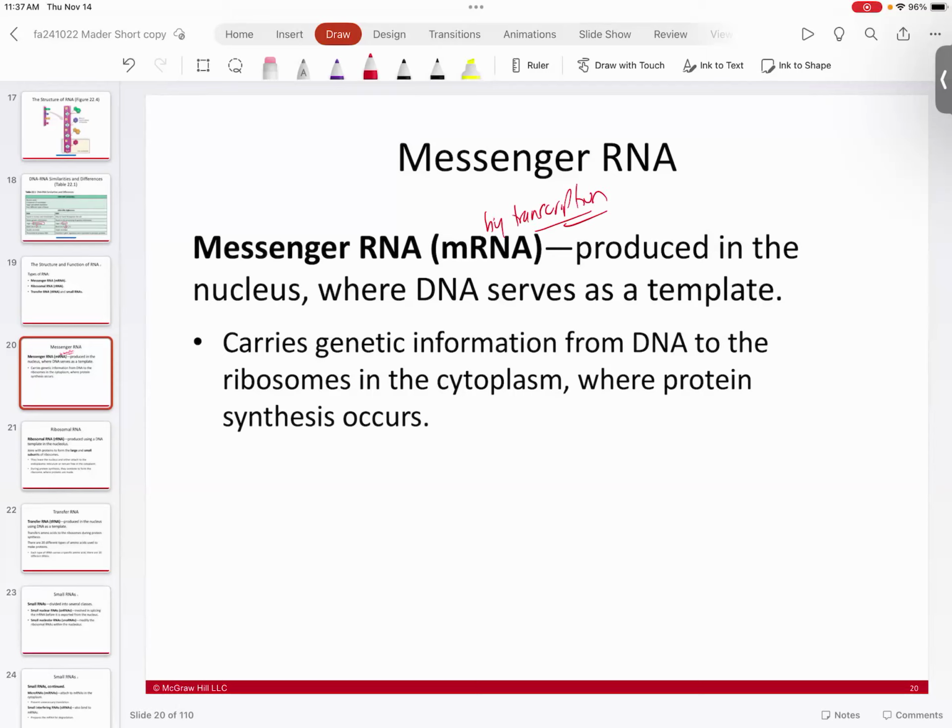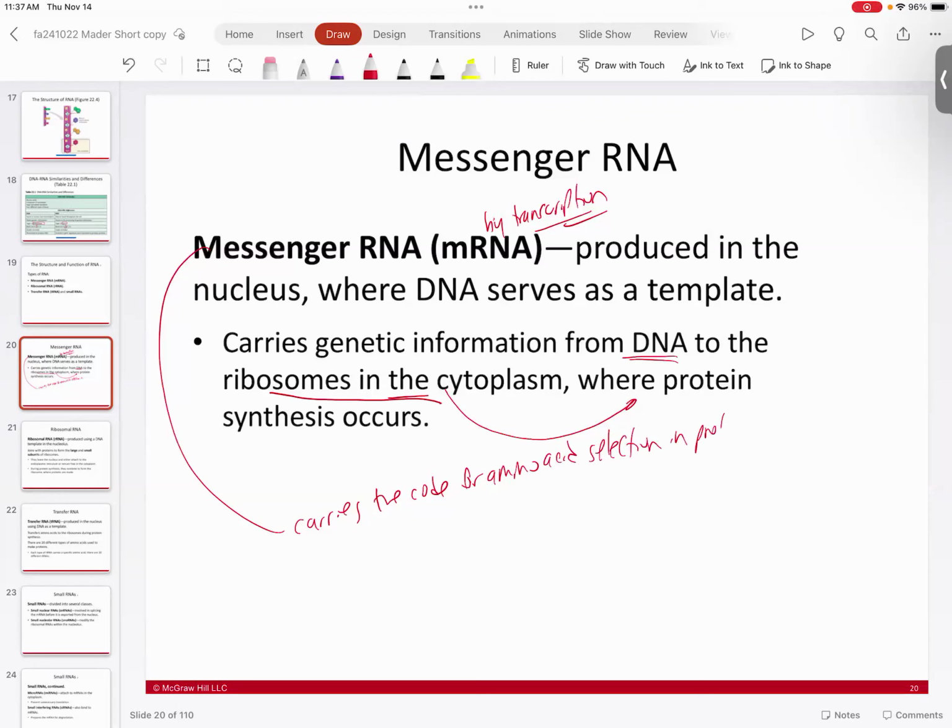What its job is to do is take the information from the DNA to the ribosome so that you can make a protein. So the messenger RNA carries the code that is embedded in the DNA for your amino acid selection. And that's going to be in protein synthesis.